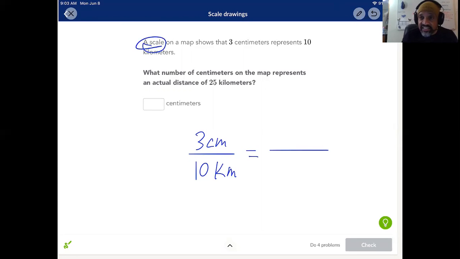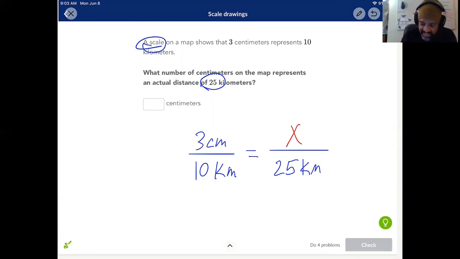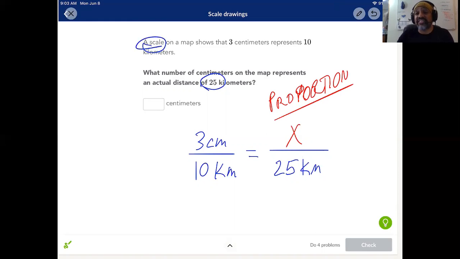And then on this side of the proportion, we're going to put 25 kilometers. Because we see that the units are in kilometers, we're going to put it down here on the bottom right-hand side. And up here, we're just going to put X. Now, that's the proportion. We've set up a proportion. If something is proportional, you should be able to set up a proportion to solve it.